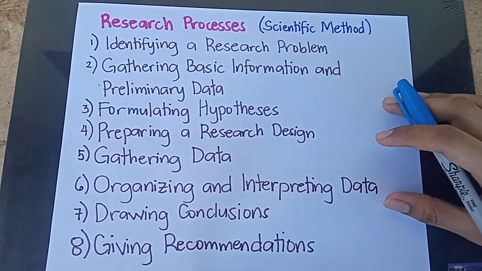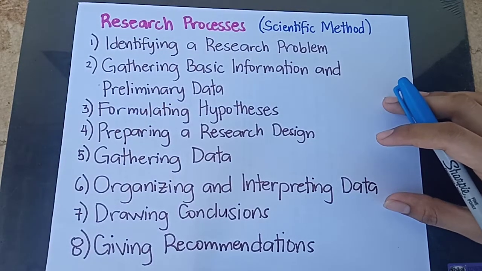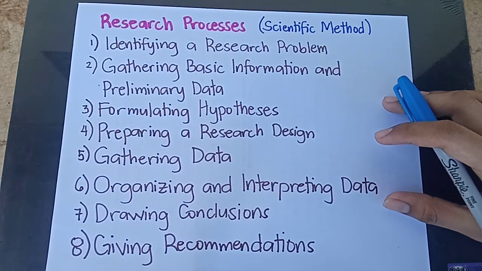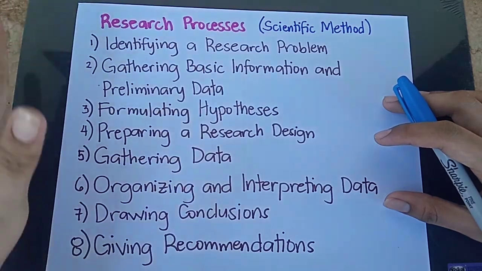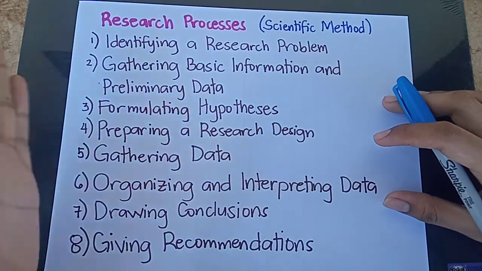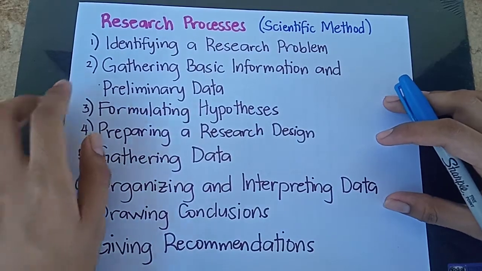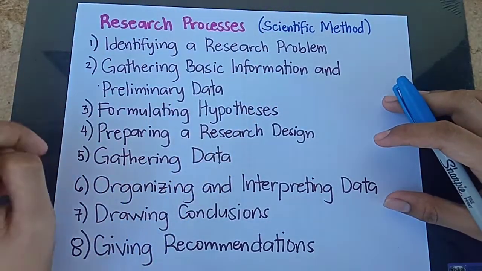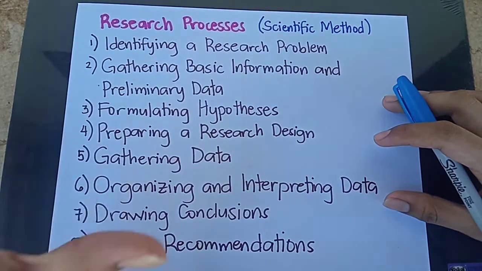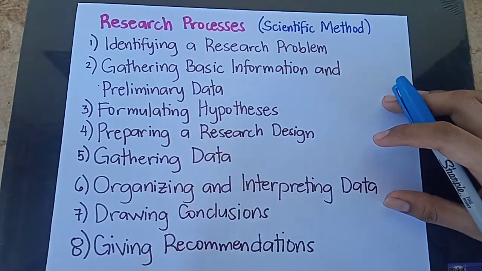We all know that research is a systematic and organized way of finding answers to questions. It is systematic because it has a definite set of procedures to be followed. And that definite set of procedures is organized in a manner that it is sequential. It has a sequence. And that sequence in research is known as the research process or the scientific method. And it involves 8 steps.